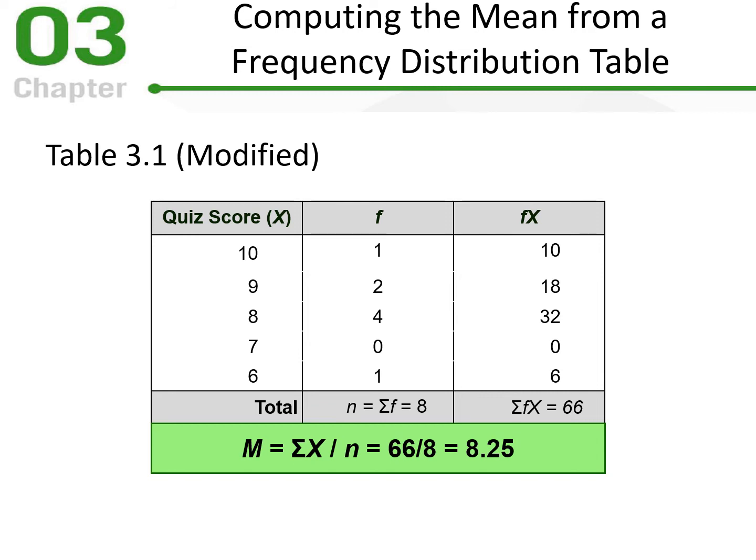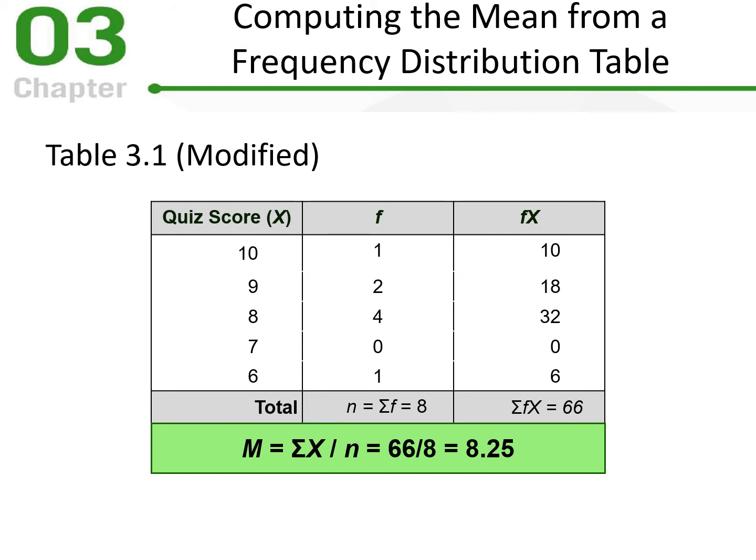0 times 7 gives you 0. 1 times 6 gives you 6. So that Fx column is just the frequency times the score, and then add up that Fx column, and that gives you basically your sum of x. That is your sum of x, the sum of fx.